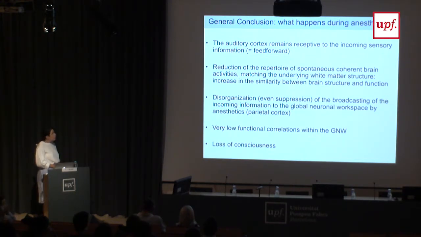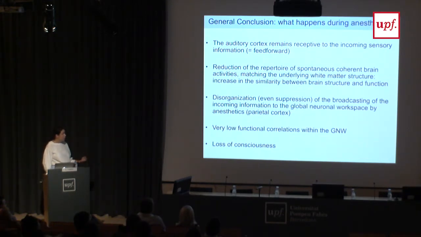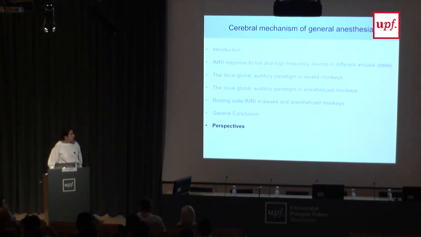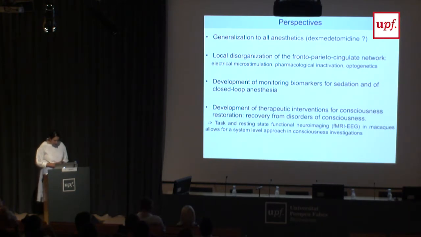So when we go to the general conclusion of this talk, what we could show in the studies we did in the lab is that the auditory cortex is still receptive to incoming sensory stimuli in the monkey, so it seems that the feed forward is present in the monkey brain, that you have a reduction of the repertoires of spontaneous brain activity in the brain, with an increase of brain states that are very similar to the underlying anatomical structures in the brain, that the anesthetics disorganize the global neuronal workspace in the monkey brain, but in some part there's some cognitive processing still present under anesthesia, and that you find very low functional correlations within the global neuronal workspace in the monkey brain, and that at the end you have a loss of consciousness of your monkey. So could there be some perspectives of this work?